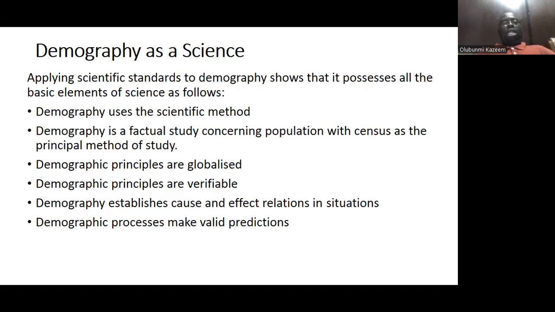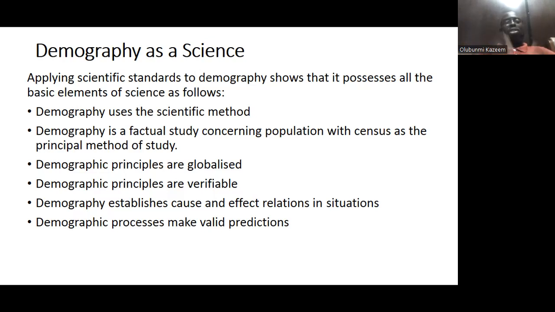Then again, demographic processes make valid predictions. Certainly, because demography deals with population, for instance, we are able to say that if the population of a particular country has been growing at a particular rate, then on that basis, we can predict what the size of the population will be by a particular year, if the trend remains the same.